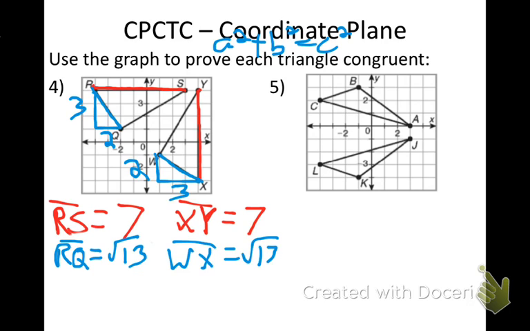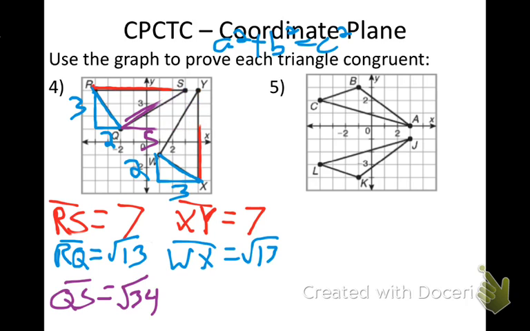All right. Last one here. What's the last segment I need to find on either triangle, Amy? Doesn't matter. QS. Let's go QS. Can we use Pythagorean theorem again, Amy? Yep. I have a side length of 5 and a side length of 3. 5 squared is 25. 3 squared is 9. 25 plus 9 is 34. I have the square root of 34.